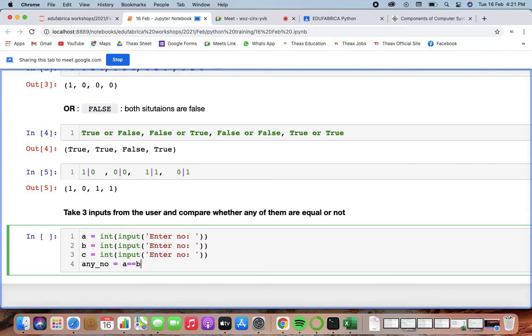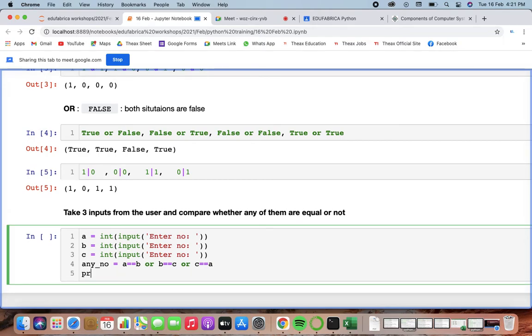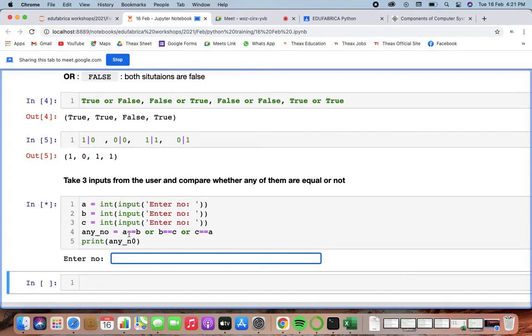A == B, or B == C, or you can use C == A. So that will tell us whether any of the numbers are equal or not. And we'll print it, let's say, any numbers are equal. If yes, then we have to write which of them are equal.